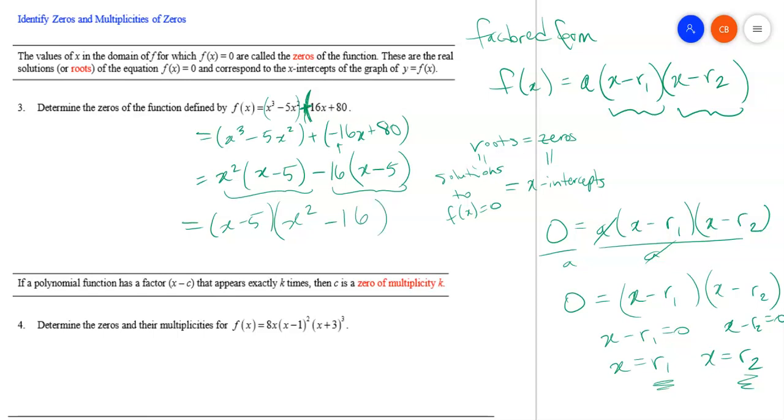And then we're in a situation where we actually have more that we can factor here, because x squared minus 16 is a difference of squares, and so we can factor it like x plus 4 and x minus 4. And then it has, of course, x minus 5 in the front.